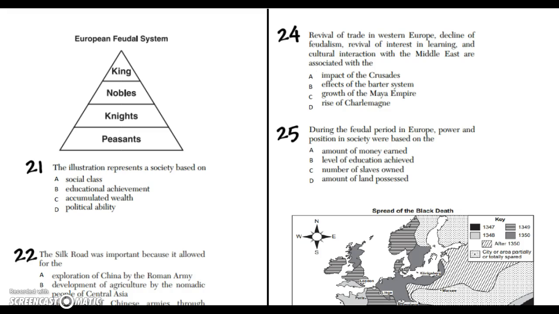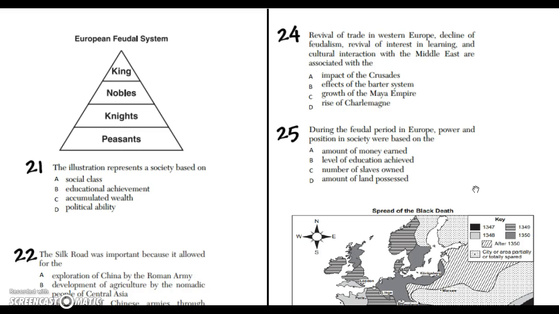Number 24. Revival of trade in Western Europe, decline of feudalism, revival of interest in learning, and cultural interaction with the Middle East are associated with what? A. The impact of the Crusades, B. Effects of the barter system, C. Growth of the Maya Empire, D. Rise of Charlemagne.